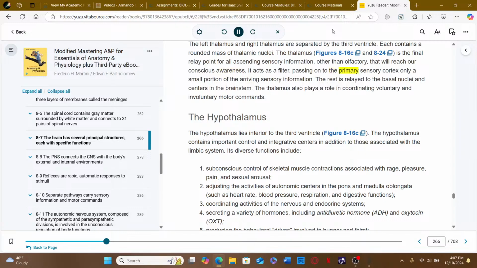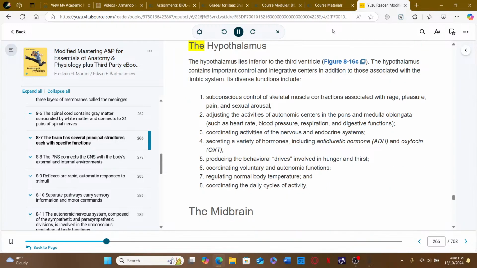It acts as a filter, passing on to the primary sensory cortex only a small portion of the arriving sensory information. The rest is relayed to the basal nuclei and centers in the brainstem. The thalamus also plays a role in coordinating voluntary and involuntary motor commands.